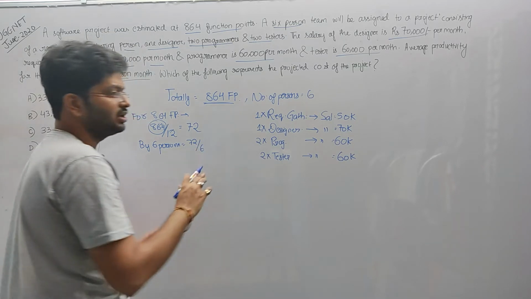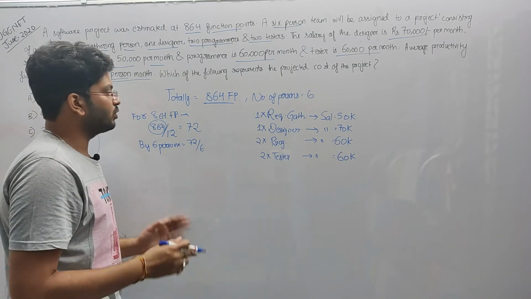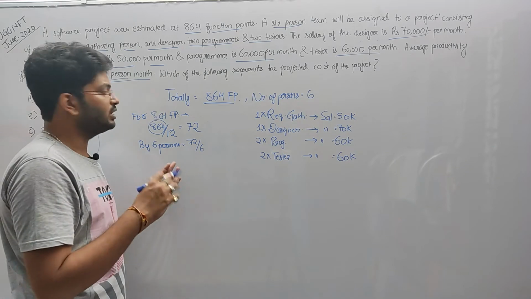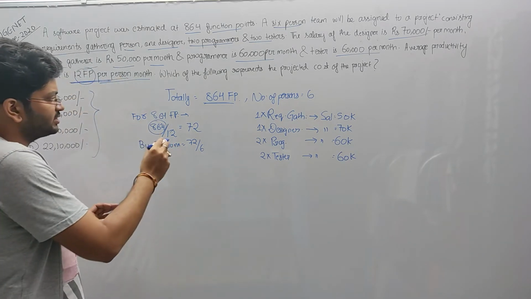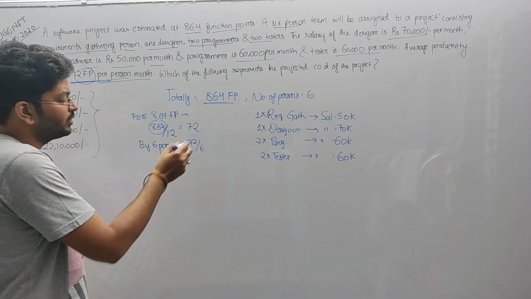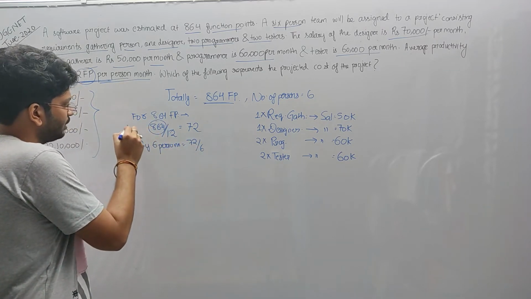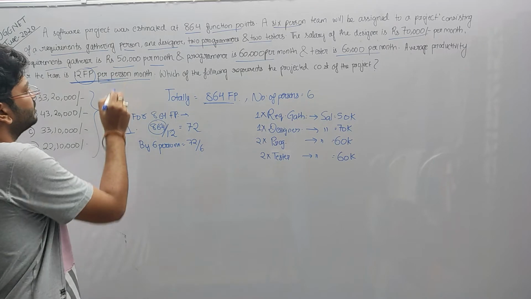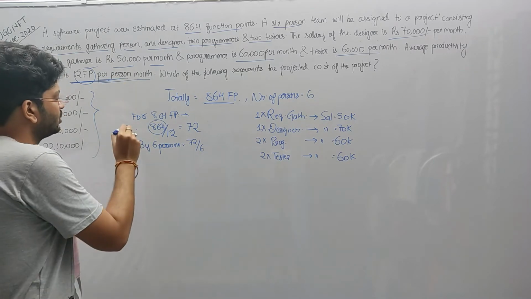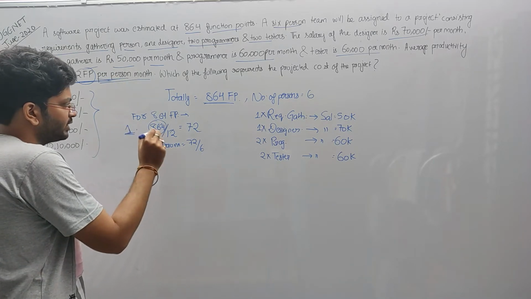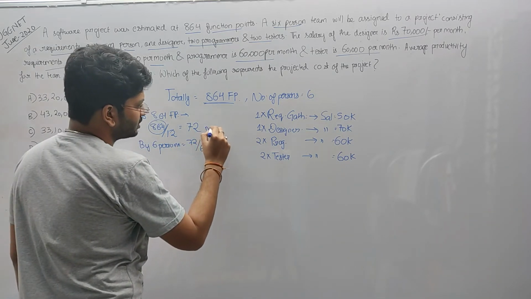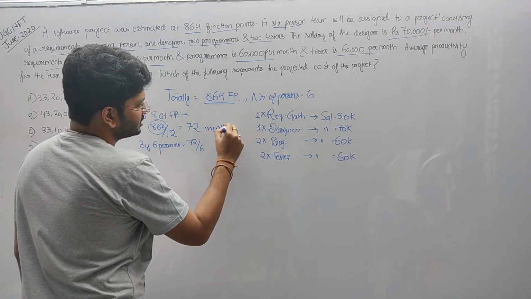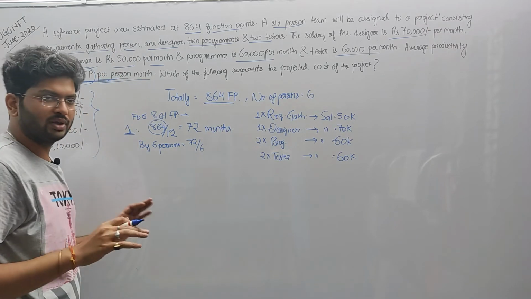So it is basically the total number of months needed to develop the function point by a single person. When I am dividing 864 by 12, that is by a single person, since it is per person month. So when I am dividing 864 by 12, it is by a single person, and it will take 72 months.